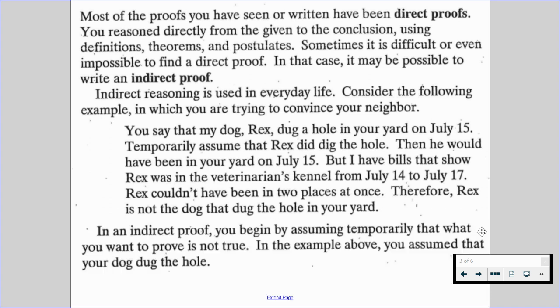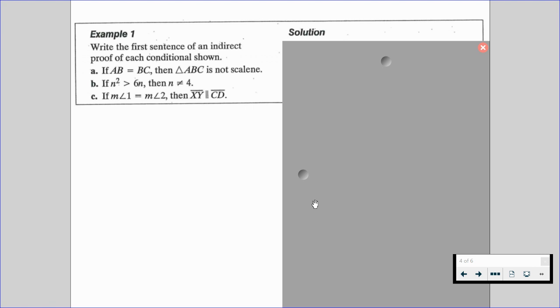hole in your yard. In an indirect proof, you begin by assuming temporarily that what you want to prove is not true. In the example above, you assumed that your dog dug the hole. And then you went through your statement, you had that little argument with your neighbor, and you showed that by assuming what they wanted to be true was true, you were able to convince them that it actually did not happen.